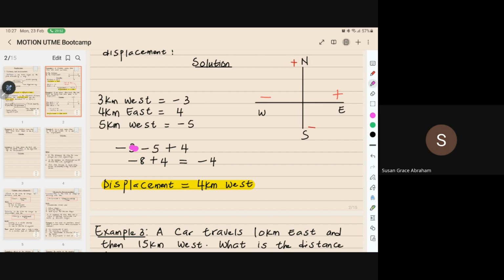So when I bring everything together, -3 minus 5, you're owing somebody. Susan, mute yourself, please. You're owing 3 naira. When you see negative, that means you're owing. You went ahead to borrow again. That's -8 plus 4. So that equals -4. So displacement is what? 4 kilometers west.